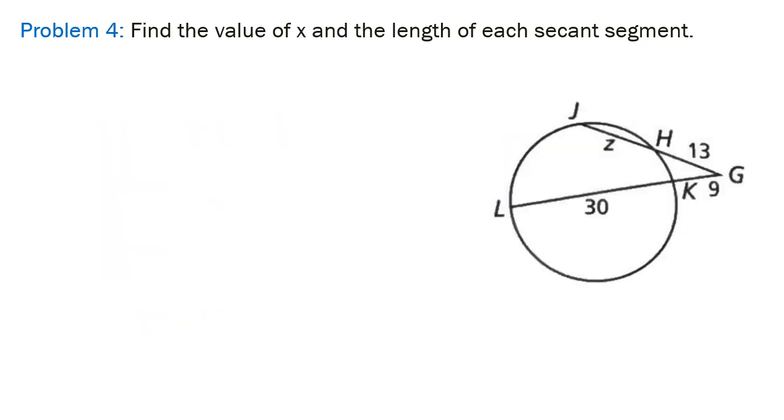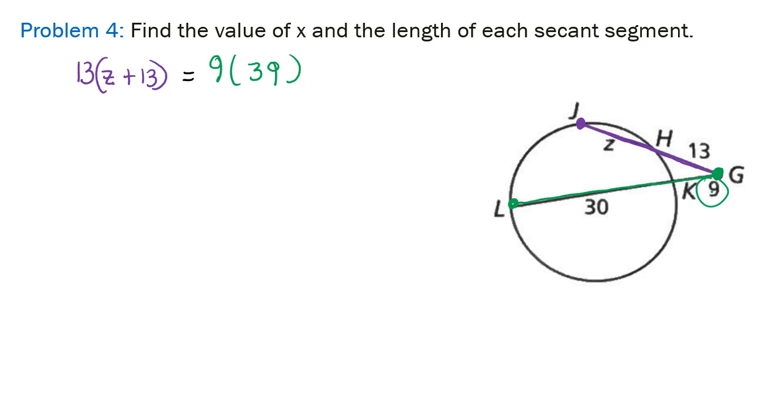All right, so problem 4, once again, find the value of x, find each secant segment. So if we look at the secant JG, so this entire secant here, we have the exterior of it being 13, and then the total length of JG is z plus 13, and that's going to equal the other secant from L to G. Once again, take the exterior, which is 9. We're going to times it by the whole length, so 30 plus 9 is 39.